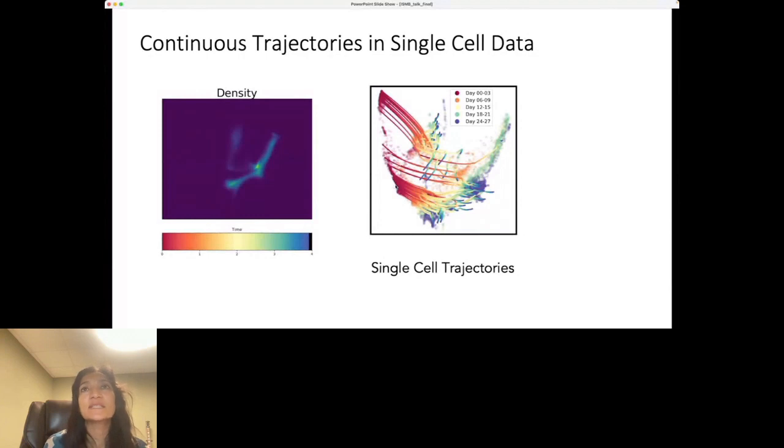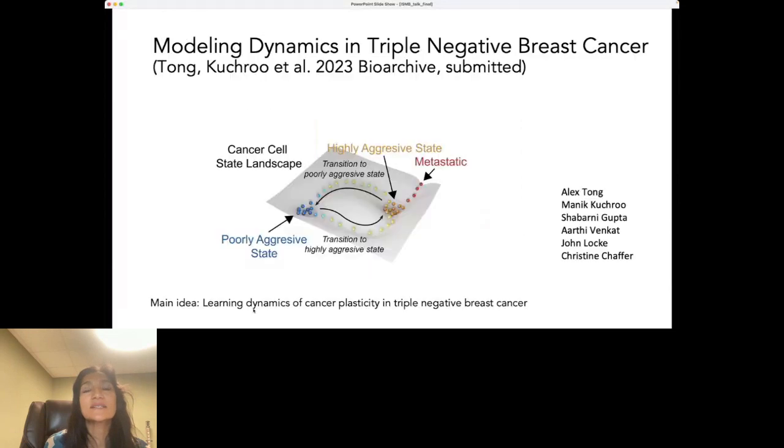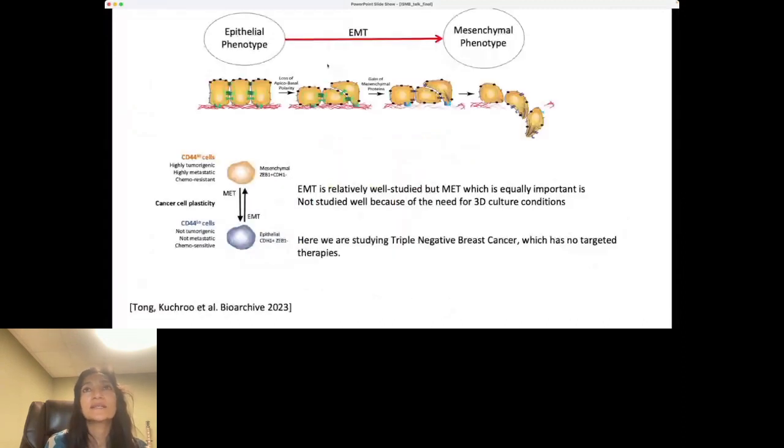We've been using it recently, and we have a preprint out, which you can check out if you want, on trying to understand dynamics in triple negative breast cancer. So the dynamic we're trying to understand is how can primary tumor cells, which sometimes aren't very aggressive, actually transition to a more aggressive state that could create a metastatic tumor? And we're studying both the process of epithelial to mesenchymal transition, as well as the reverse, mesenchymal to epithelial, which are both needed for metastatic transitions. Turns out EMT is better studied than MET.